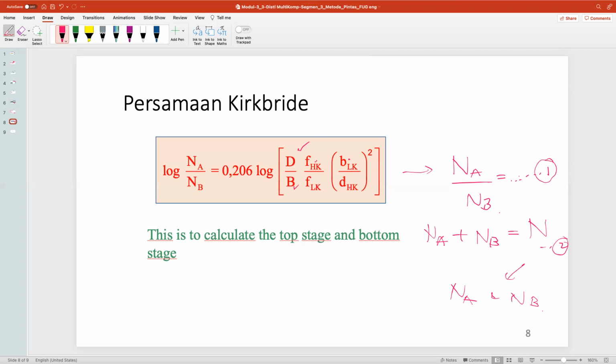So that's the shortcut method to find the number of theoretical stages in a multi-component system. It's still a good assumption. Even in industry, we have to do shortcut distillation first to get an idea of how many stages we will have. After that, we will discuss the rigorous or exact method, where we do the iteration in each stage to find the correct temperature, the correct pressure, and also the composition in each stage.